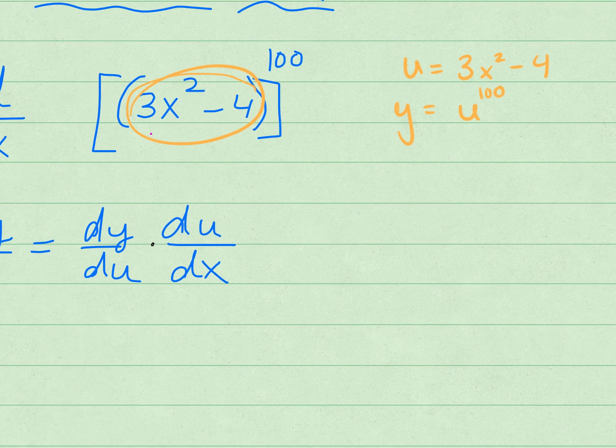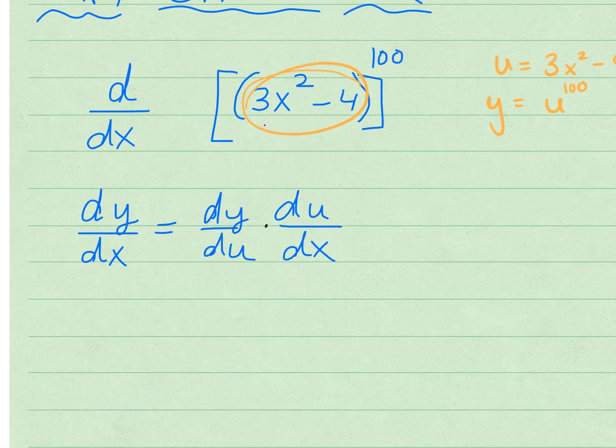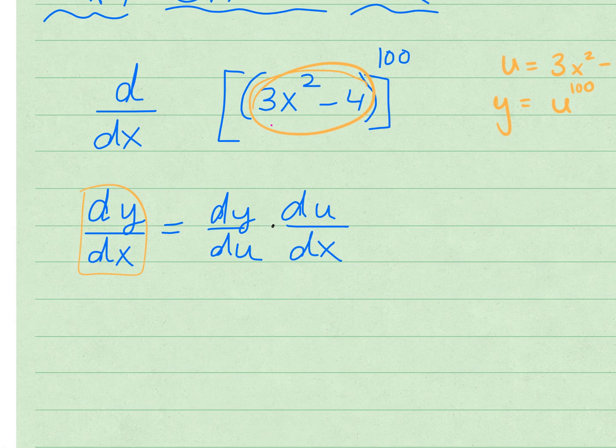So now we're going to take the derivative, which typically our derivative would be dy over dx, the derivative of y with respect to x. But now instead we have a u in here. We're going to take the derivative of y with respect to u and then multiply it by the derivative of u with respect to x. So we're just going to take the derivative of both of these things and multiply them together.